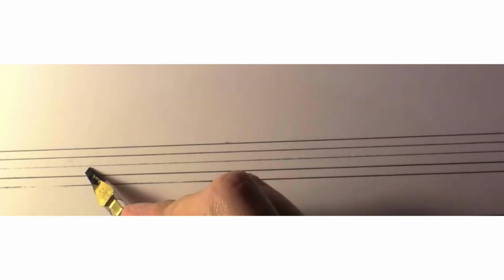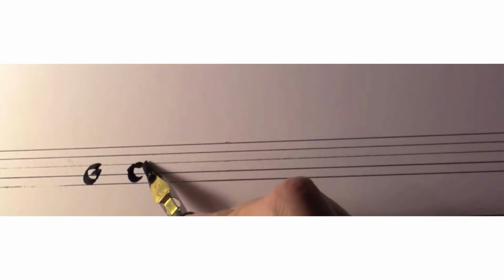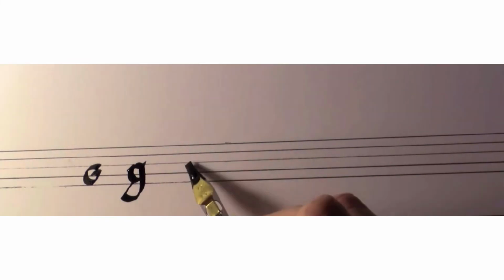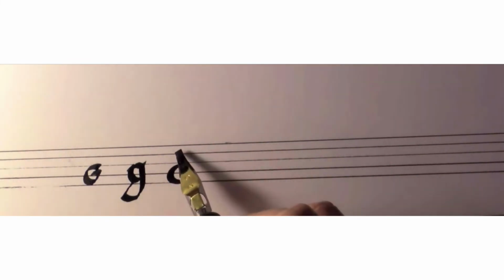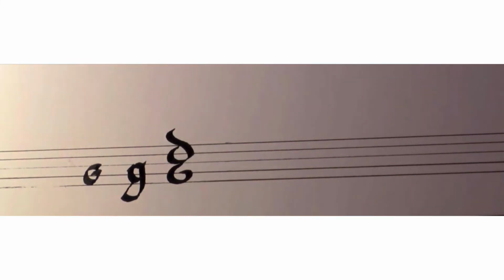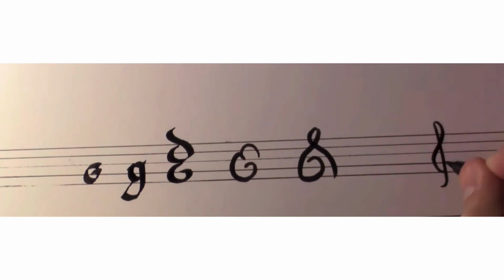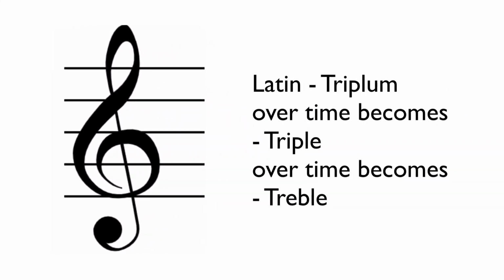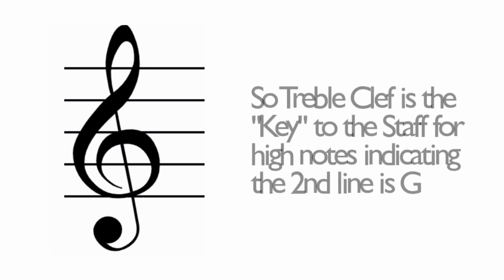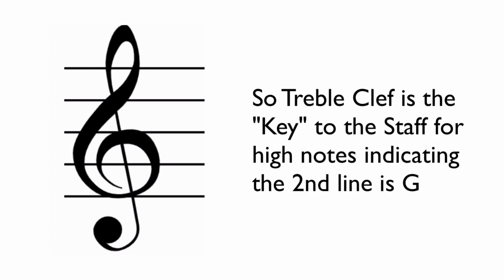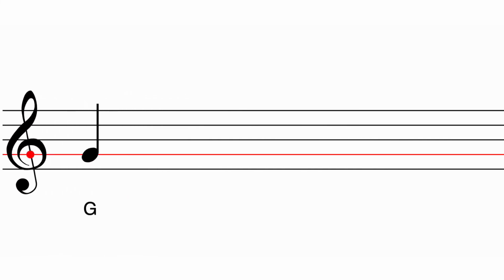They decided notes written on the second line of the staff for higher notes would be called G. So they wrote the letter G curling around the second line. They called it the G clef because clef is the ancient French word for key. By writing G on the second line, it gives us the key to working out all of the other notes. We call it the treble clef from the Latin triplum, used from the 13th century to indicate the third and highest range.